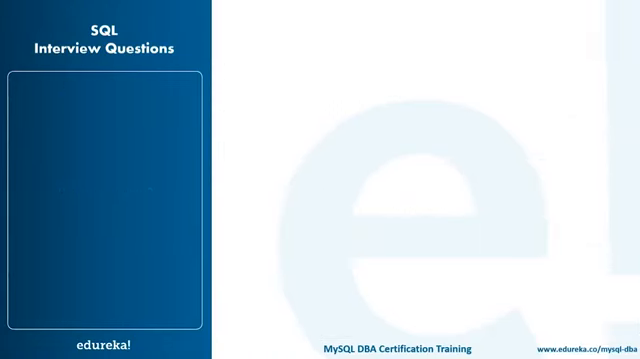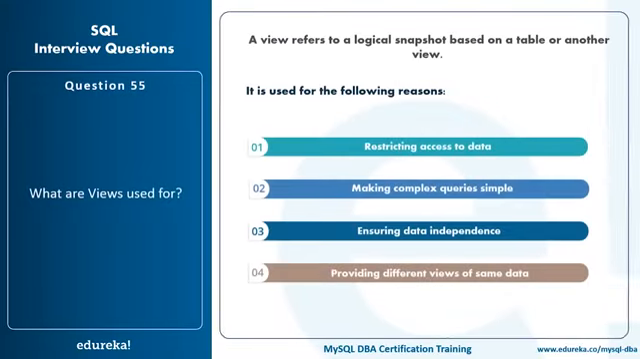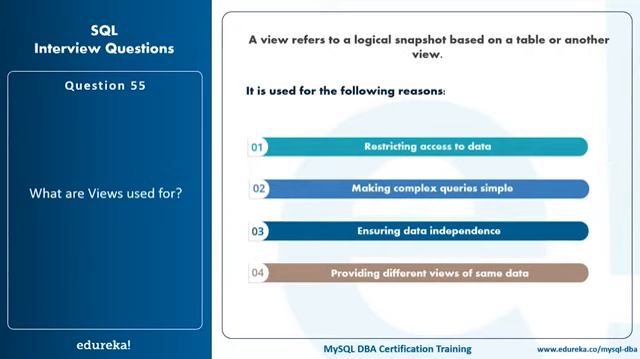Now let's move forward to the next question: what are views used for? Views, as I just explained, basically refer to a logical snapshot based on a table or on any other view. They are used for restricting access to data, making complex queries simple, ensuring data independence, and also providing different views of the same data. So that's what views are used for.